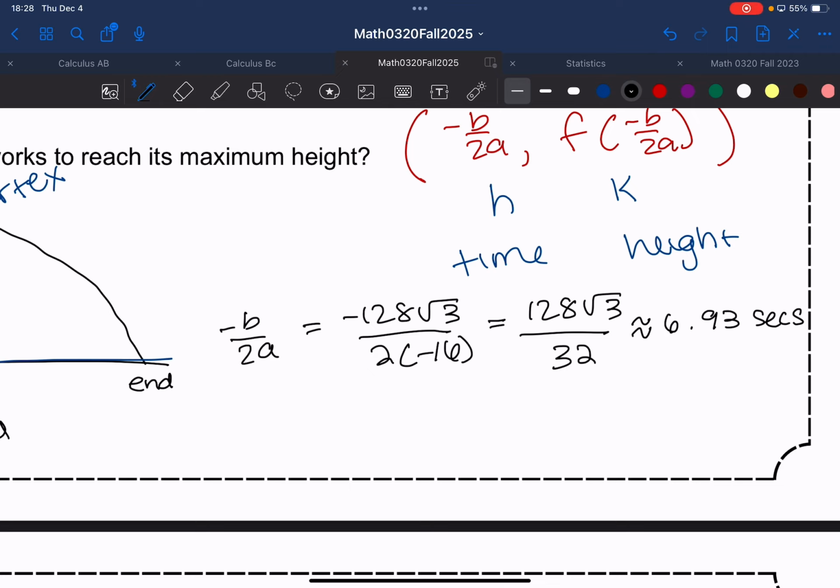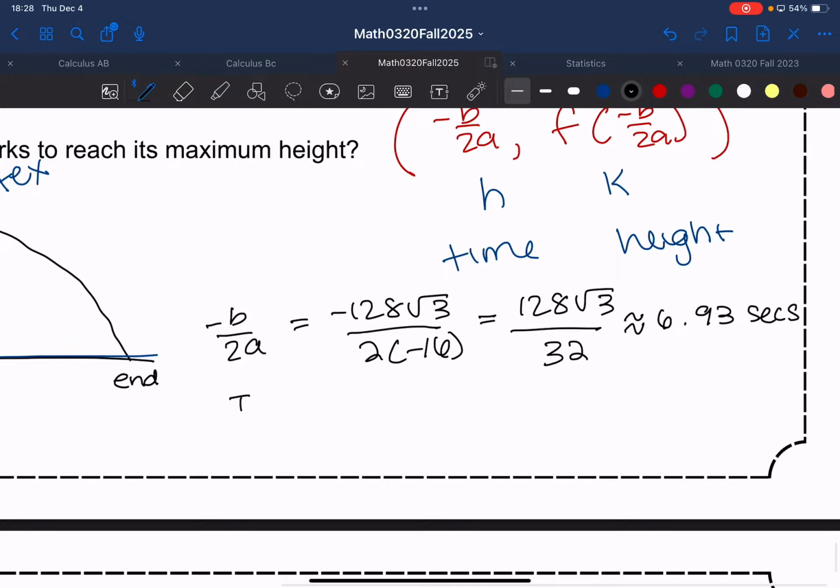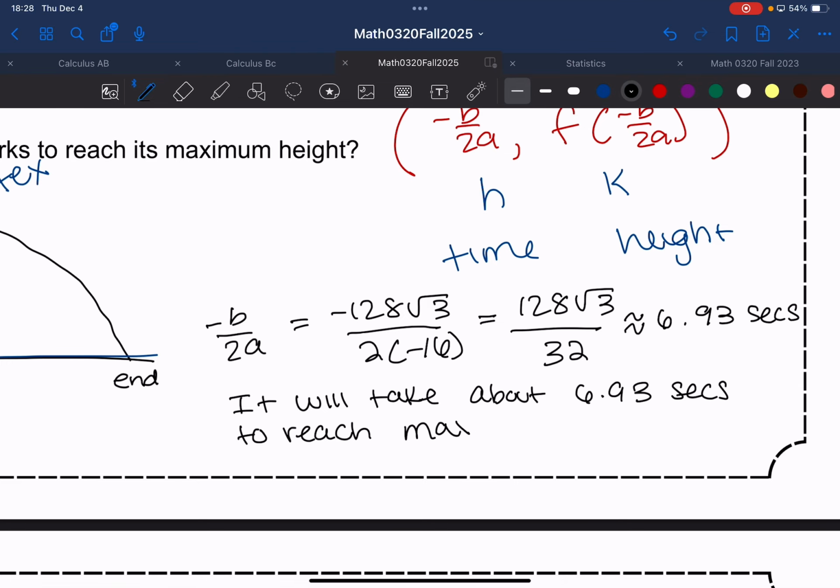So the question was asking us, how long will it take the fireworks to reach the maximum height? So we would say it will take about 6.93 seconds to reach the maximum height. That would be our answer. When we're dealing with application problems, typically our answer is a sentence. And that was for the vertex? That was to answer question A.